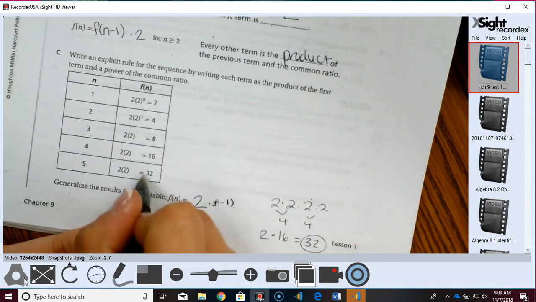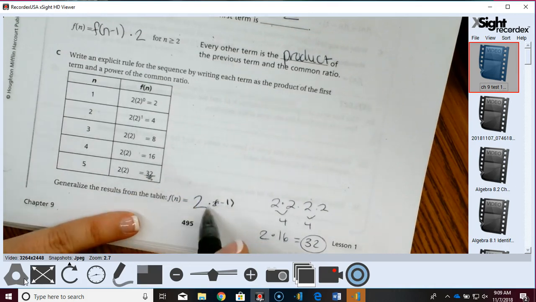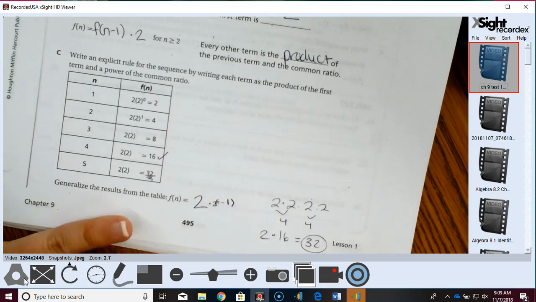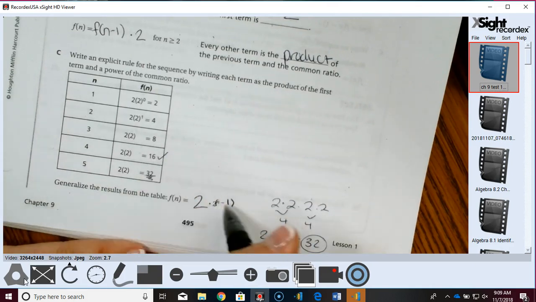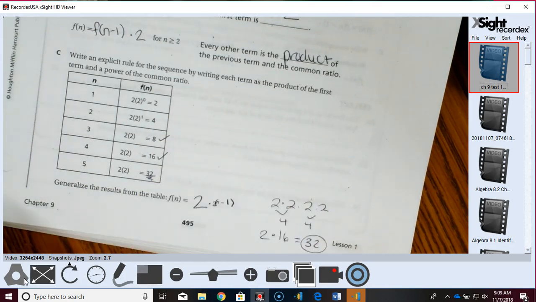If I do term 4, 4 minus 1 is 3. 2 to the 3rd: 2 times 2 is 4, times 2 is 8. 8 times 2 is 16. If I do term 3, 3 minus 1 is 2. 2 squared is 4. 4 times 2 is 8, and so on. Do you see how this rule works?